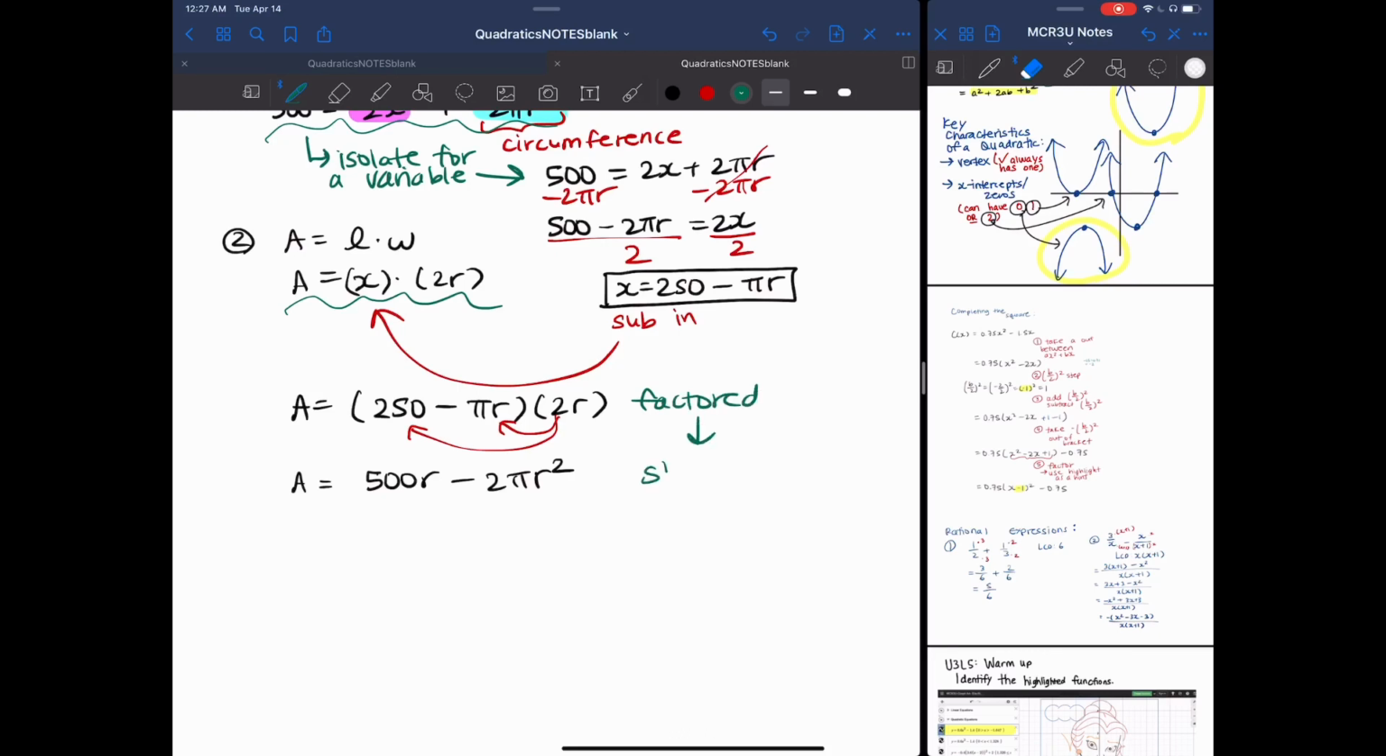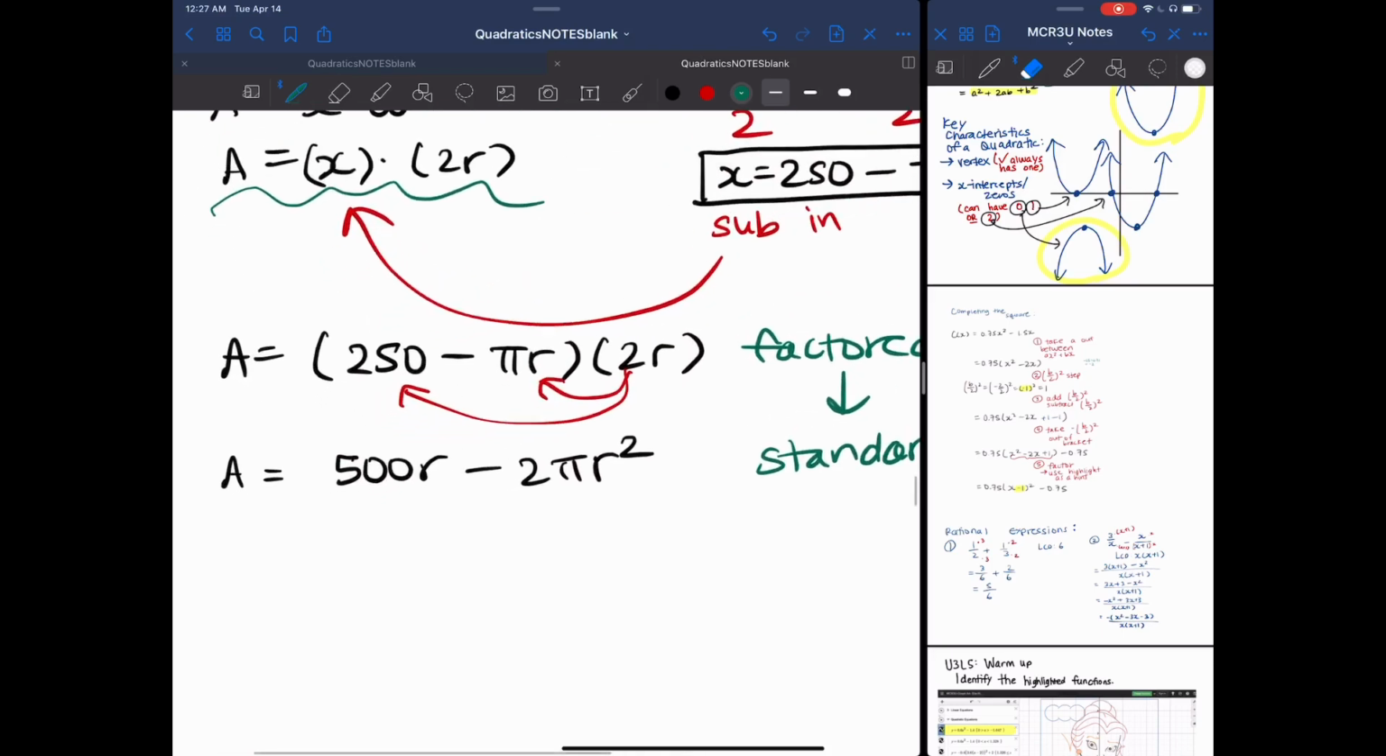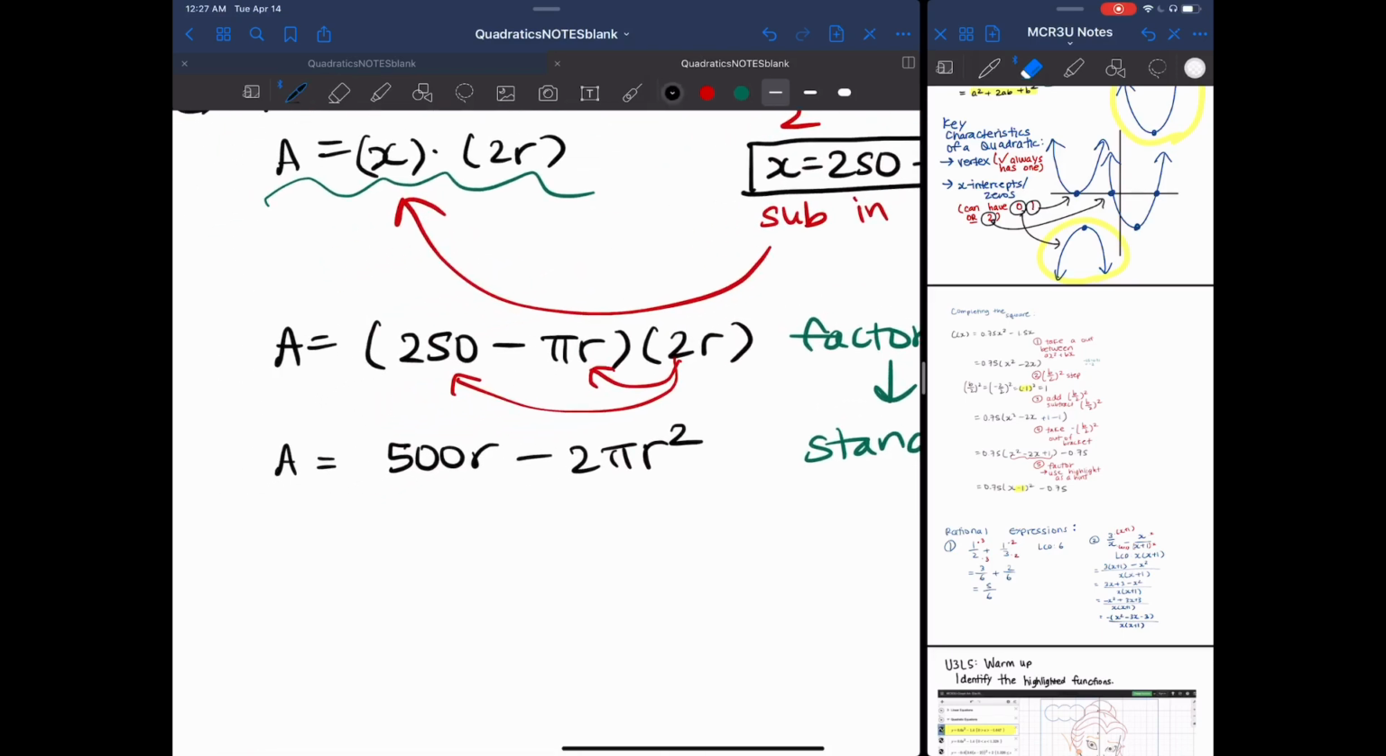I'm going to standard, and I have to eventually get to vertex. So let's do that. I should have the ax squared, the negative 2 pi r squared, at the front, so that it might be easier to organize. Okay, and I need to take this part out, and so I'm going to divide both by negative 2 pi.